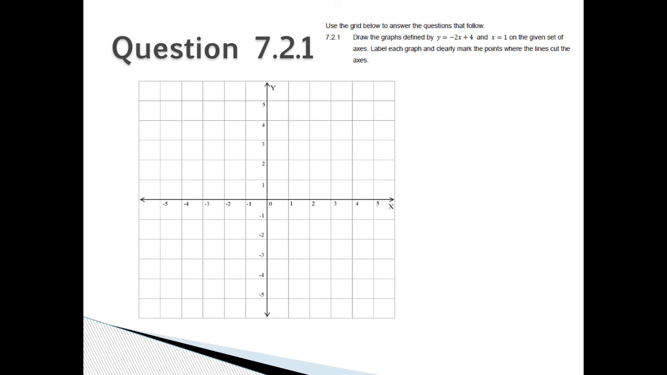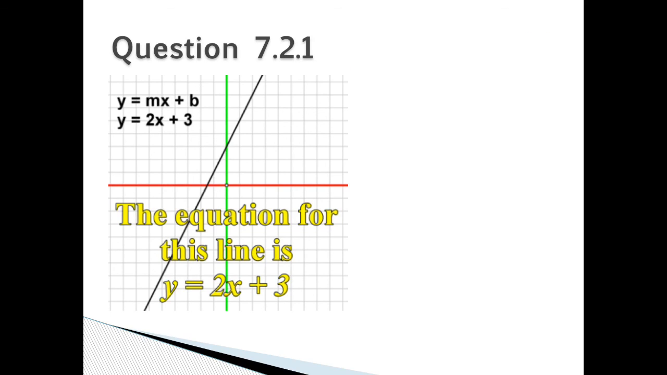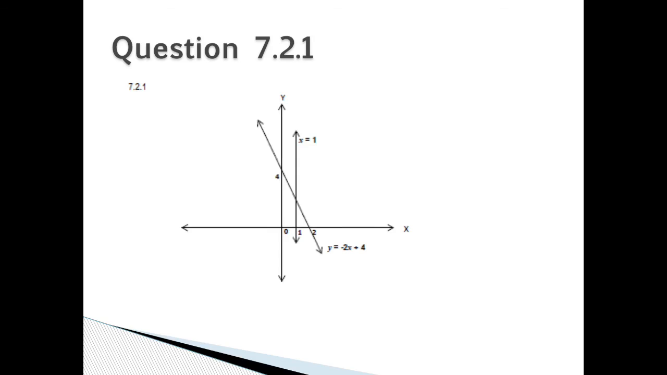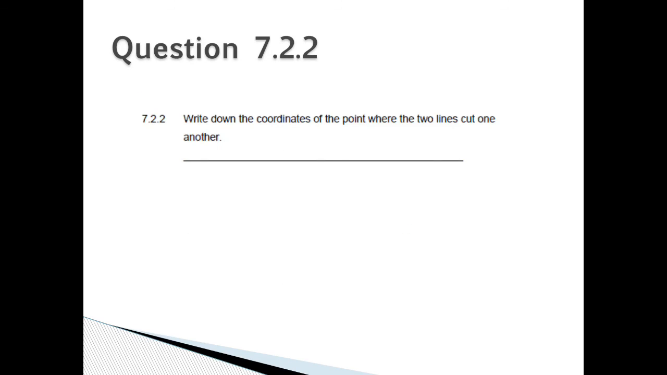7.2.1, you are to draw the graphs defined by y is equal to -2x plus 4 and x is equal to 1 on the given axis. You also require to label each graph and clearly mark the points where the lines cut the x and y axis. It is very important to know the equation of a line. Y is equal to mx plus c. We can see from the graph that x is equal to 1 is a straight line that cuts the x-axis. We can see that y is equal to -2x plus 4, that the gradient is -2 and it cuts the y-axis at 4.